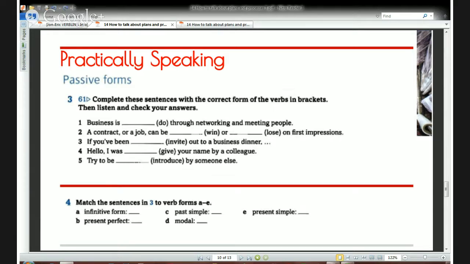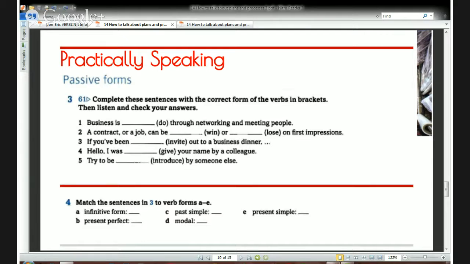So, on to Ravshan, number 4. See if you can identify the tense in number 4. Number 4. Yeah. It is past simple, see, because it's I was. The verb to be is in the past simple, and given would be the past participle that you would follow the verb to be with. That's absolutely right.